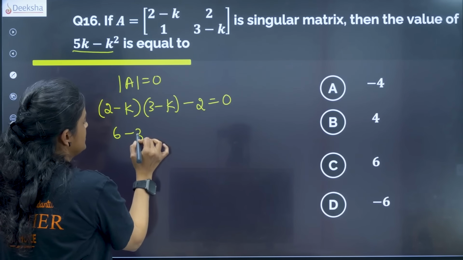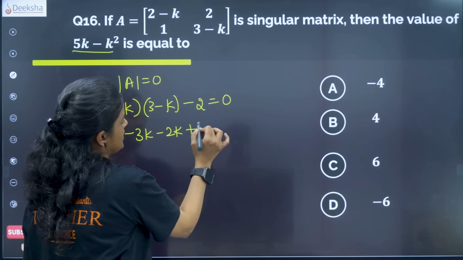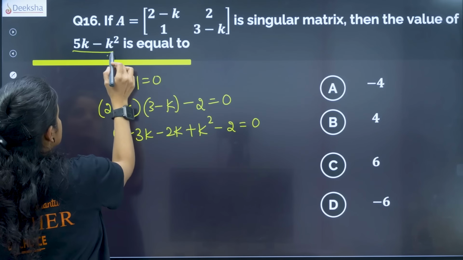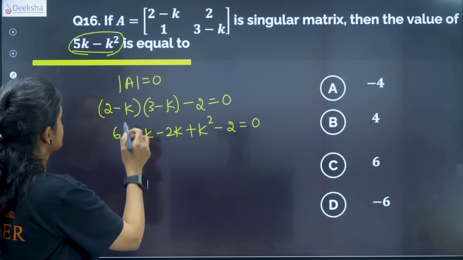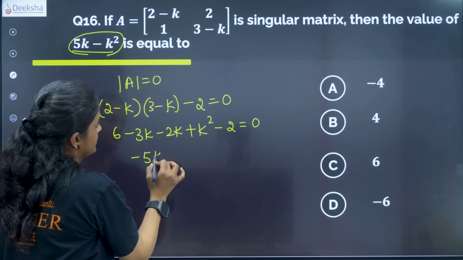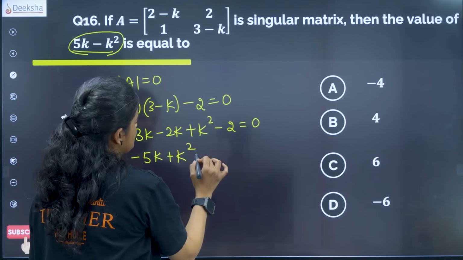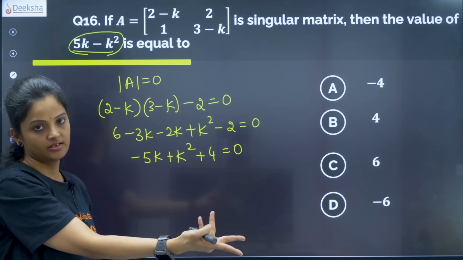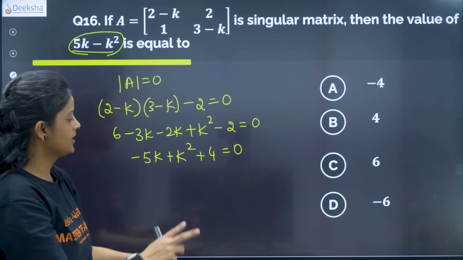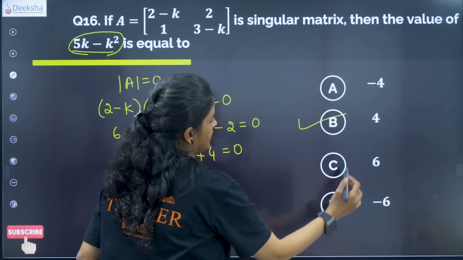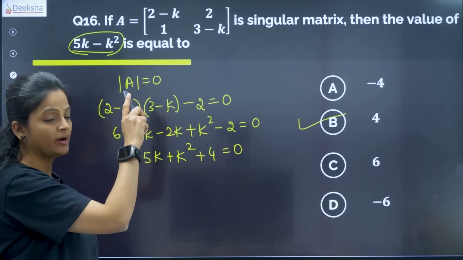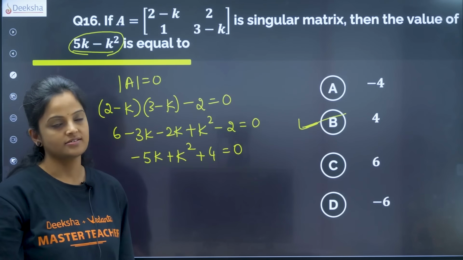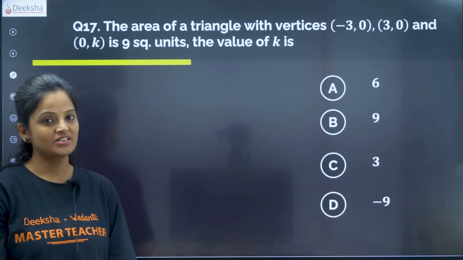6 minus 3k minus 2k plus k square minus 2 equal to 0. We need this and try to keep that as it is with the signs. I have minus 5k plus k square plus 4 equal to 0. What I need to do is send these to the other side, correct? I need 5k minus k square. Sending these two to the other side, I have 4. Don't get confused, we have 4 and minus 4 also. So these two will go to the other side. So I am getting 4 as the answer. Let's see the next question.